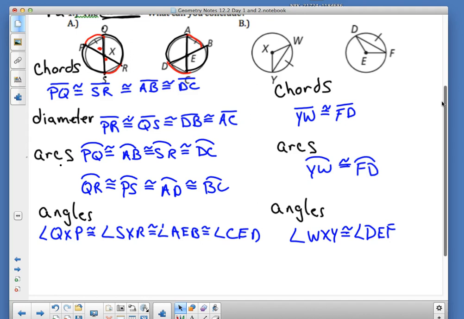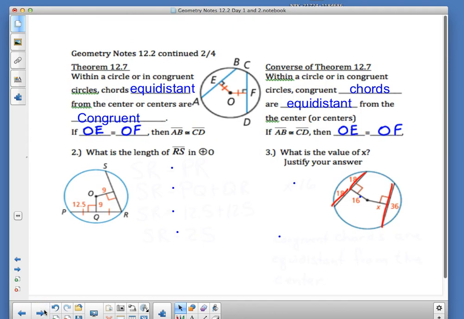Now remember, it's all about properties. This is a heavy, heavy, heavy duty property chapter. But if you know properties, you've got recall, you can totally rock. Okay? Now, within a circle or in congruent circles, chords equidistant from the center or centers are congruent to each other.